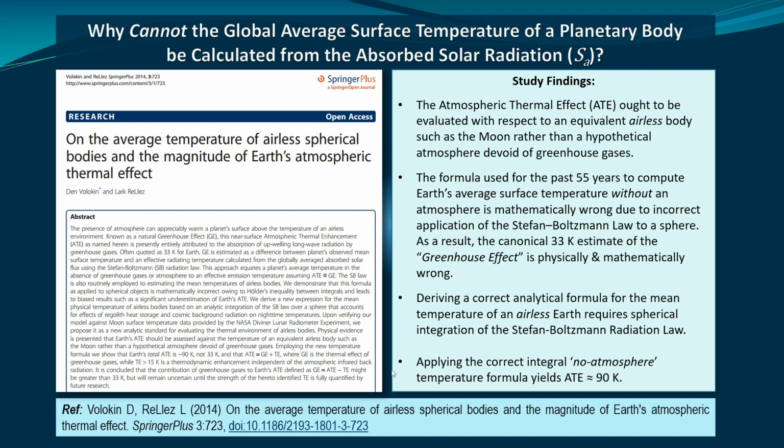This makes the canonical 33-degree estimate of the atmospheric greenhouse effect based on such average absorbed solar flux numerically and physically incorrect. The actual thermal effect of Earth's atmosphere, when computed correctly, turns out to be about 90 degrees Kelvin. This fact alone has serious implications for the greenhouse theory, since a 90-degree thermal effect cannot be explained by the observed 158 watts per square meter absorption of outgoing long-wave infrared radiation by Earth's atmosphere.